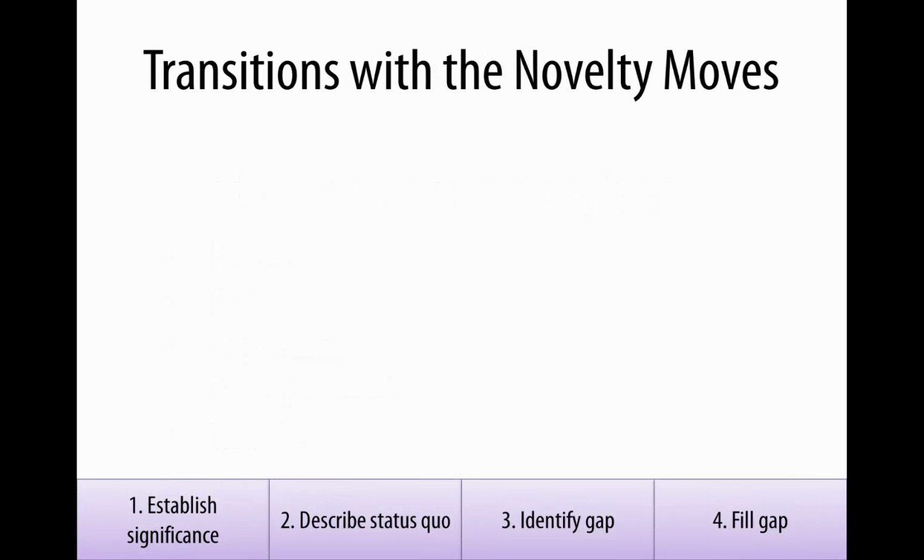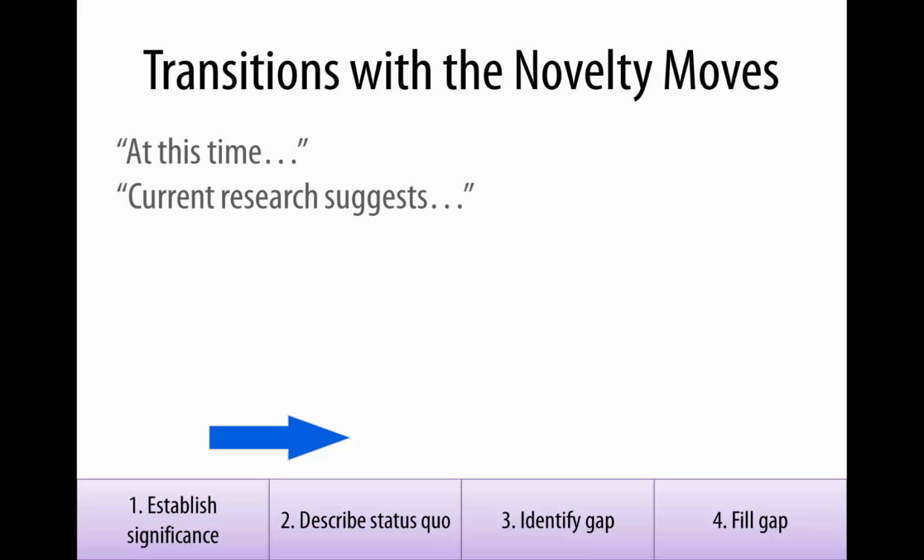Now remember, you've already learned about the 4 novelty moves which help you engage your audience. They are establish significance, describe the status quo, identify a gap, and fill the gap. It's a good idea to position your transitions around the start and end of these moves. For example, when you are moving from explaining the significance of your topic to the status quo in the field, you would use time words like at this time or current research suggests, so that we know the status quo is whatever comes after that.